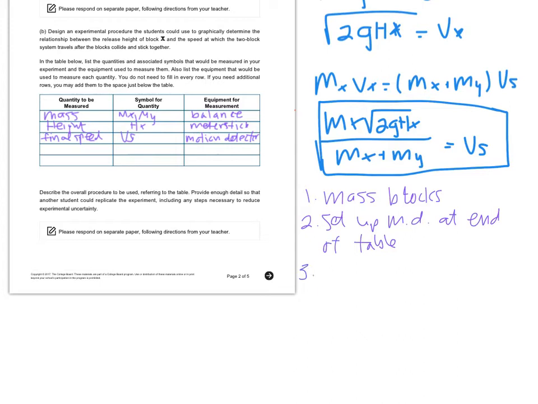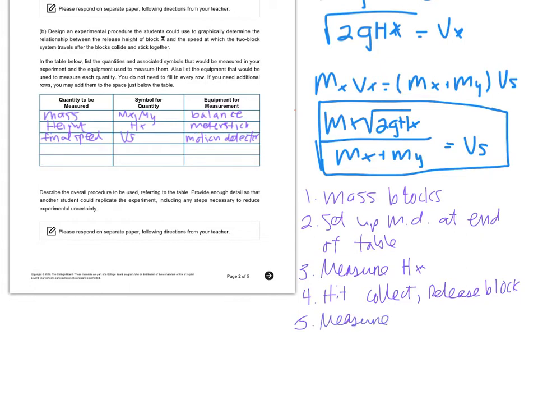Third thing we want to do is measure the release height using the meter stick. 4, hit collect in Logger Pro or whatever data collection system you're using, and release the block. 5, measure the final speed. And last, repeat for 5 different release heights. This part of the question was worth 5 total points.